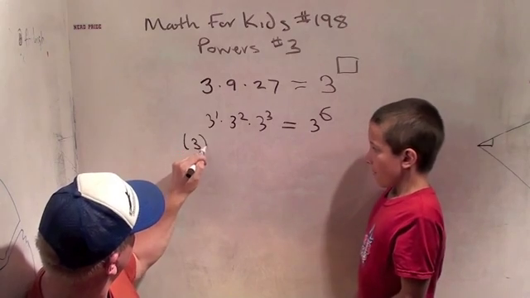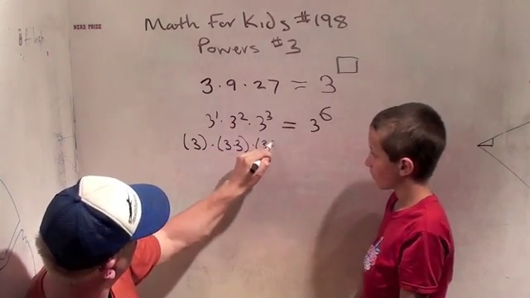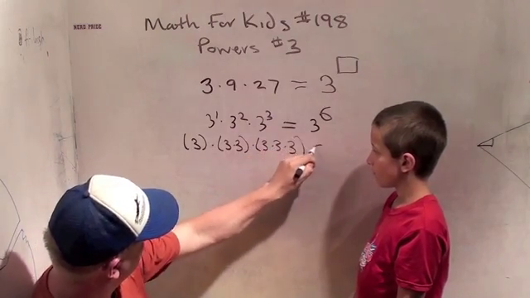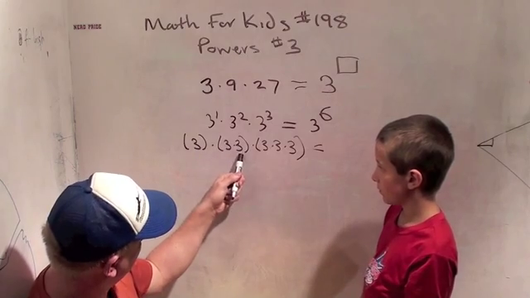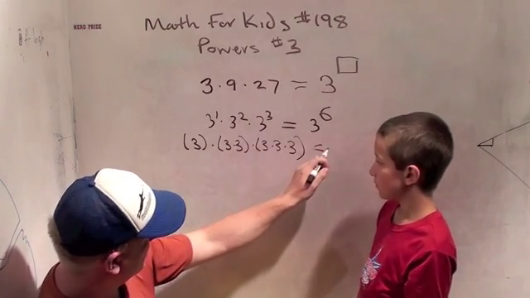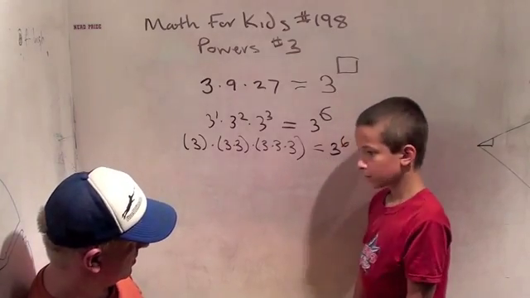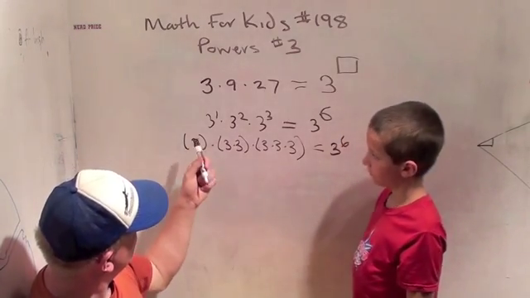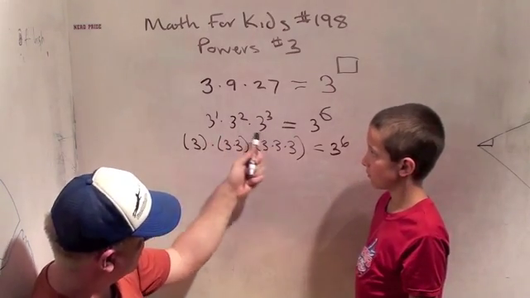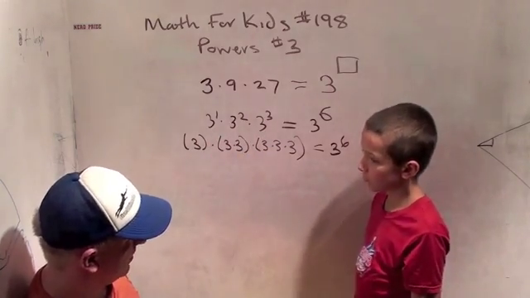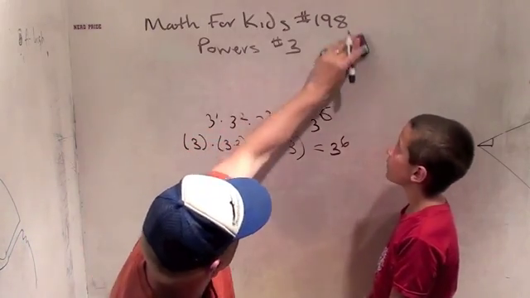So this is 3 times 3 times 3 times 3 times 3 times 3. And when we count up the 3's that we have, 1, 2, 3, 4, 5, 6, so this is 3 to the 6th. The shortcut is that when you multiply powers of the same number, those powers add. So this is 3 to the 6th.